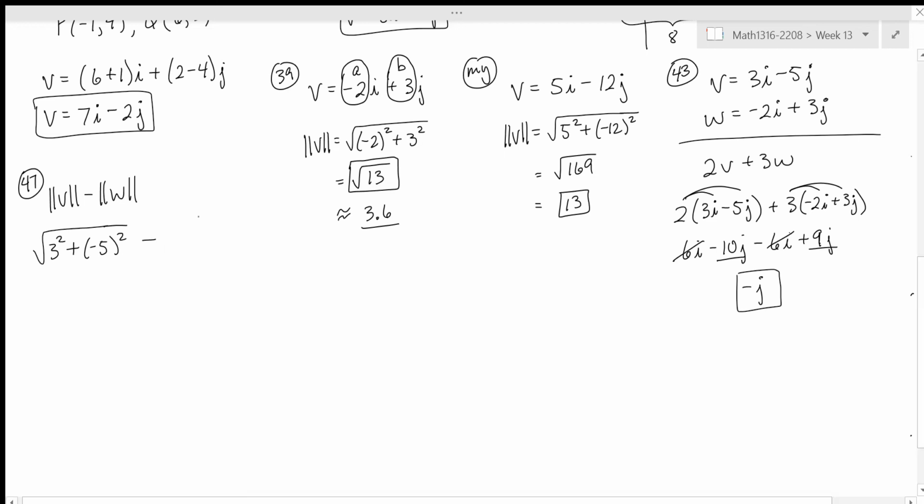Minus the square root of negative 2 squared plus 3 squared. And again, that's just me plugging in the vectors that we had previously into the magnitude formula twice. And then I'm going to need you to work all that stuff out. 25 plus 9, what is that, 34? And that's going to be 9 and 4 is what, 13?